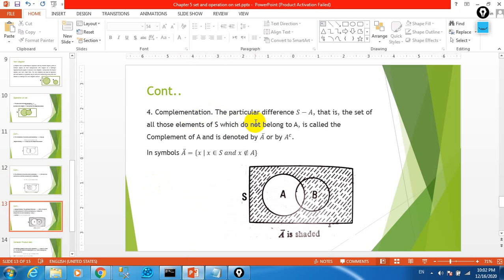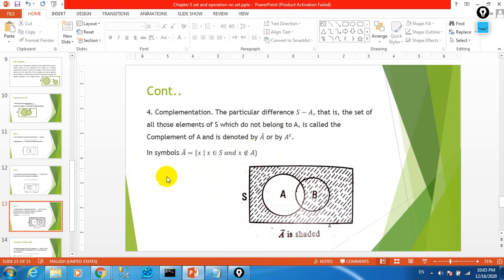The complement. For a particular set S, S minus A, that is the set of all those elements of S which do not belong to A, is called the complement of A and is denoted by A bar or A^c. That is, x such that x belongs to S and x does not belong to A. So what does it mean? S is the universal set.